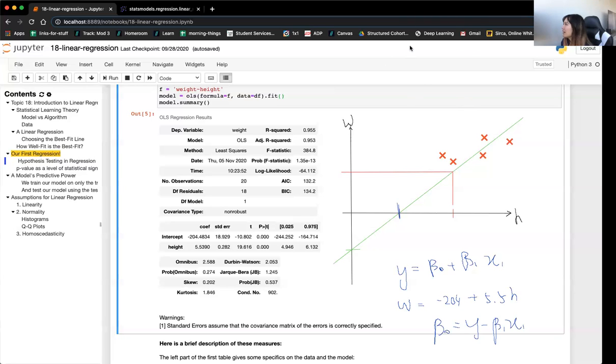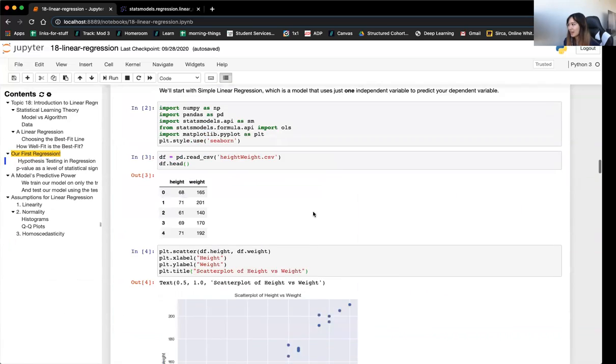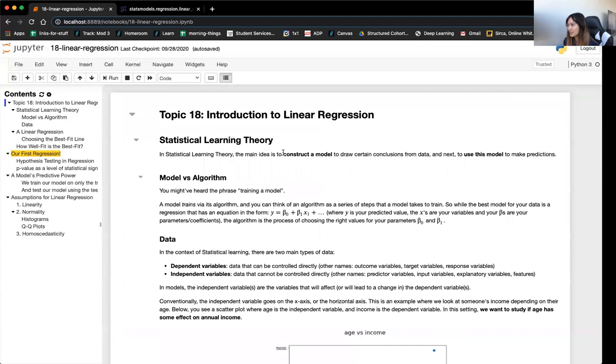All right, let's move on from this, unless there are any other questions. So, two purposes of modeling that I outlined at the very start. First is to construct a model that can help us draw conclusions about our data. From that model, we have determined that there is a relationship between weight and height, and that with every increase of 1 inch in your height, your weight goes up by 5.53. The other purpose of your model is to make predictions.